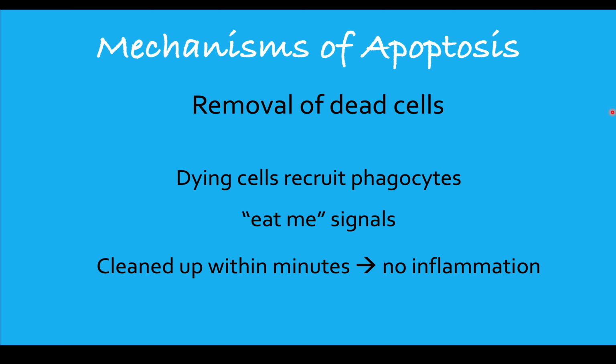So as the cells are dying, they're going to secrete these soluble factors that recruit phagocytes. And so these are essentially like eat me signals. So they're sending out these signals that are saying, hey, come eat me, clean me up. And so that is going to cause these phagocytes to come in. So mainly macrophages, those will come in and they'll clean these up within minutes. And that's why you don't have inflammation. And another thing is that these dying cells can actually be covered in proteins of the complement system, and that can help them get cleaned up as well.